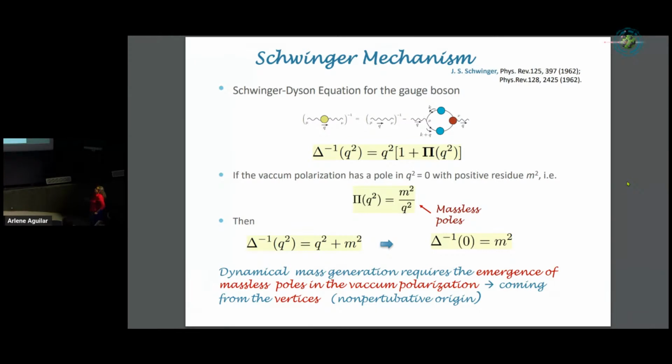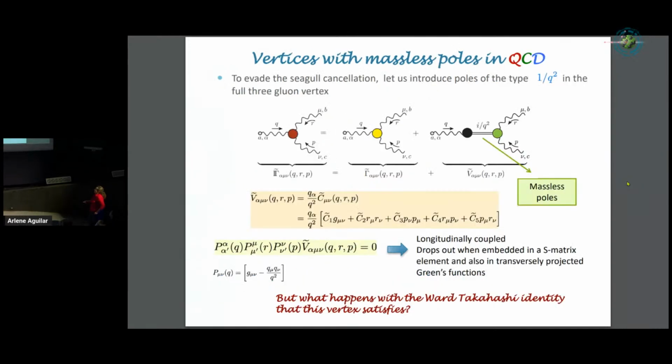Okay? So in this case here, I'm showing a photon example, a photon propagator. In our case, it's going to be the three-gluon vertex. And of course, this massless pole should be non-perturbative, or should have a non-perturbative origin.